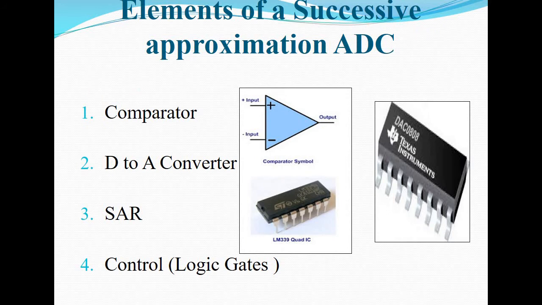Now let us see various elements of the successive approximation ADC. Here we are using a comparator. A comparator is nothing but an op-amp, operational amplifier. Then it requires a digital to analog converter. Then it requires successive approximation registers, SAR, and finally it requires controls or logic gates. So these are the four elements of the successive approximation ADC.